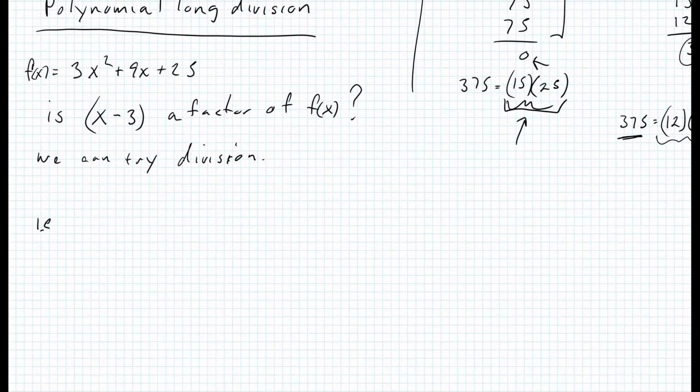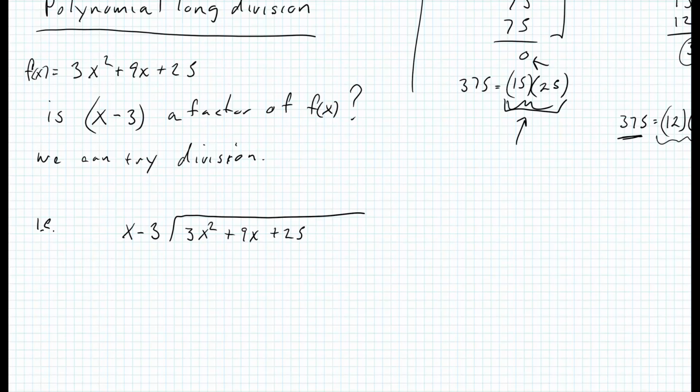So in other words, we're going to try dividing polynomials. We're going to divide 3x squared plus 9x plus 25 by x minus 3. And if it goes in evenly, then we know it's a factor. So in other words, we can write 3x squared plus 9x plus 25 as a product of two polynomials, each of which will be a factor. So let's see how to do this.